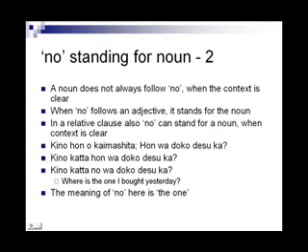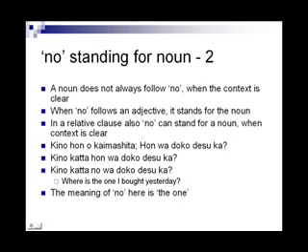Here is an illustration. Kino hon wo kaimashita. Hon wa doko desu ka? Yesterday I bought a book. Where is that book? A single sentence would be Kino katta hon wa doko desu ka? There is an explicit indication of hon in this sentence. It means, where is the book which I bought yesterday?